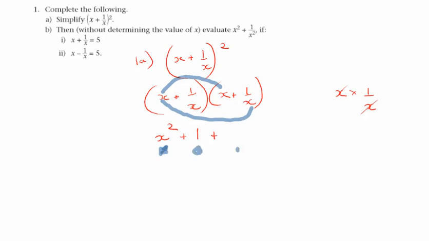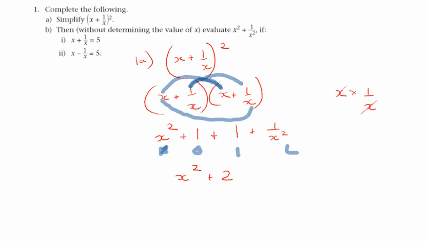I is the inside, which would be 1 over x times x again. So it's 1 again. It's always going to be like that. And then finally, last, 1 over x times 1 over x, which is 1 over x squared. Okay, now the 1 plus the 1 are like terms, so we add them, and it becomes x squared plus 2 plus 1 over x squared.